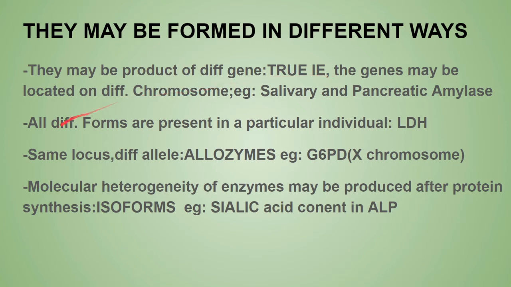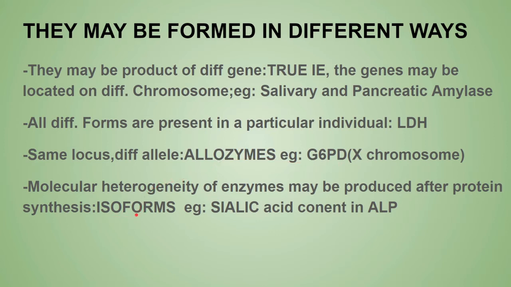Now next, all different forms of the particular enzyme will be present in all individuals on earth. That means LDH has its 5 isoenzyme forms, right? And all 5 isoenzyme forms are present in all individuals on earth. Now next is the alloenzyme. Allo means alternative form. It means different alleles present at the same locus of the gene on the chromosome. Example, G6PD, glucose 6-phosphate dehydrogenase, present at the same locus on the X chromosome but having different alleles at that locus. Now last is the isoforms.